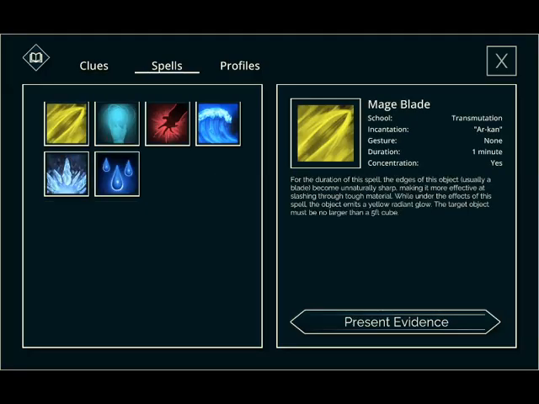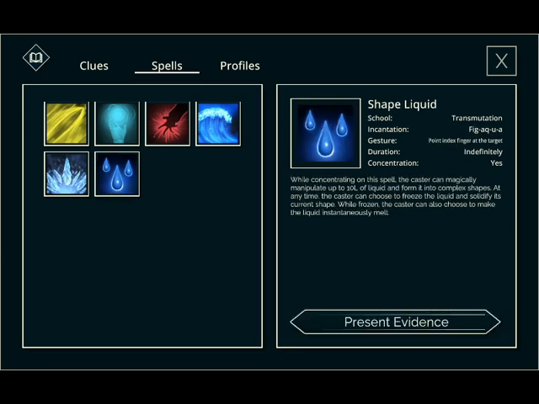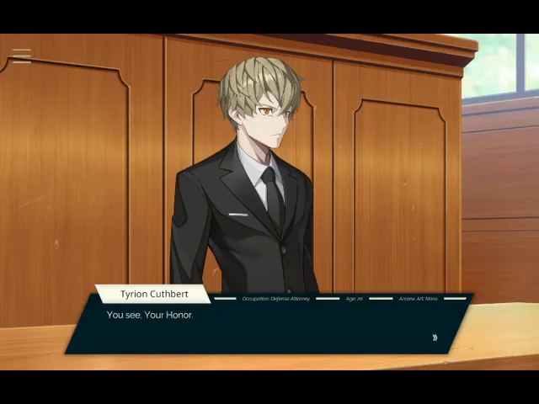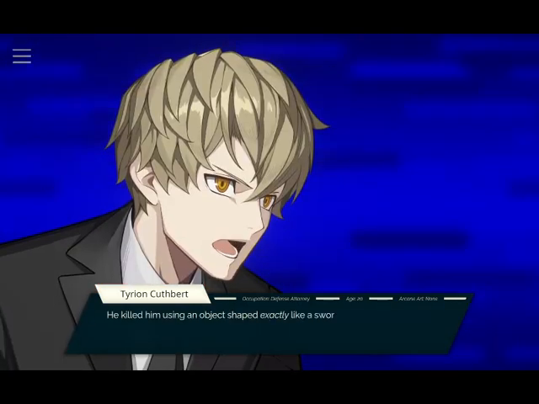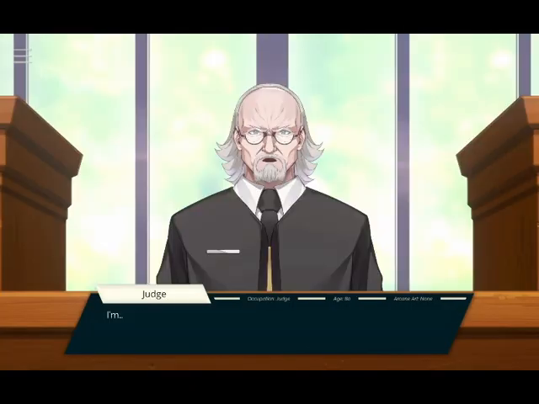Easy. Shape liquid allows him to freeze the liquid as well. You see, Your Honor, Garrick Pierce didn't kill the victim using a sword. He killed him using an object shaped exactly like a sword. What? I'm afraid I don't understand, Mr. Cuthbert.